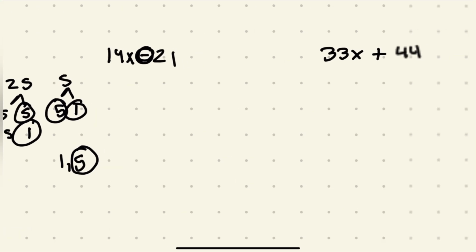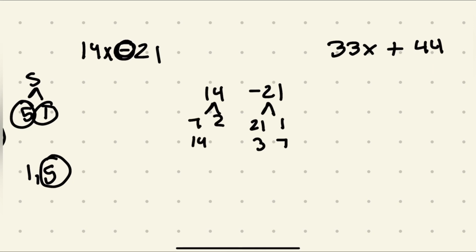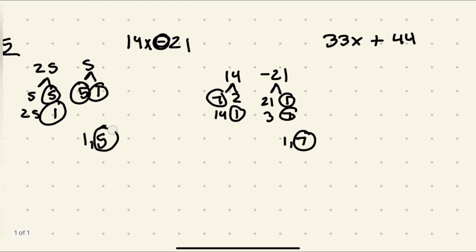Let's do this one now. We have 14x minus 21. Let's do this separately. So 21 would be 21 and 1, 3 and 7, 14 is 7 and 2, 14 and 1. The common factors are 1 and 7 out of both of these factors. Which one is the greatest? That would be 7, making it our greatest common factor.